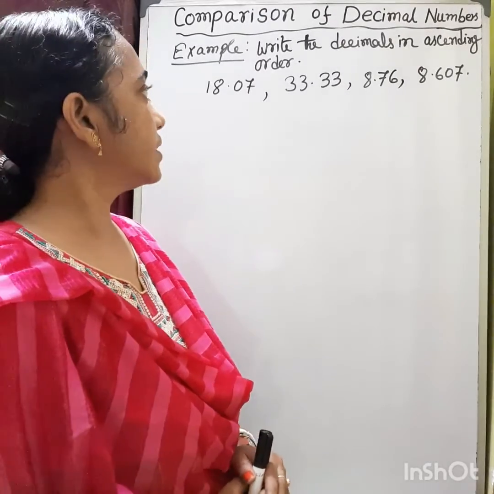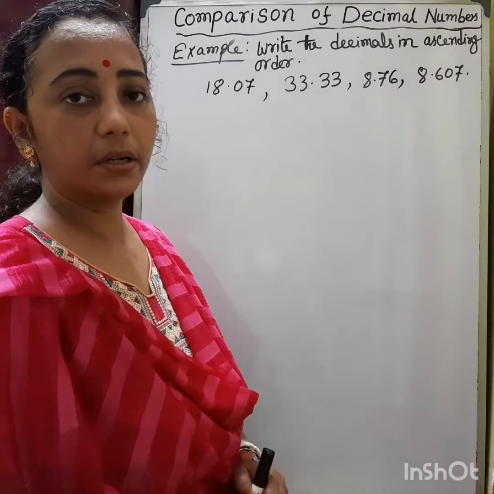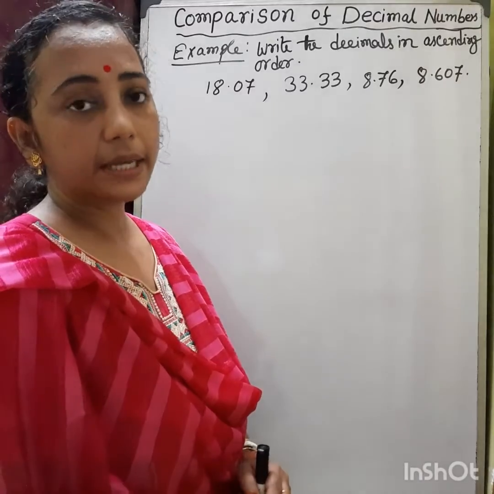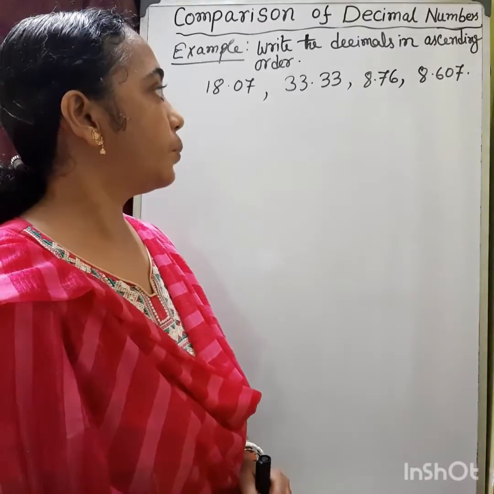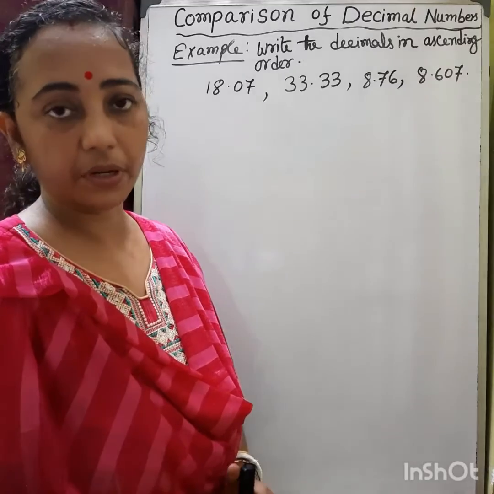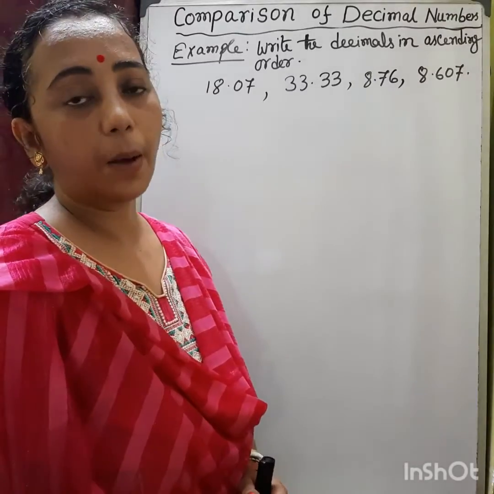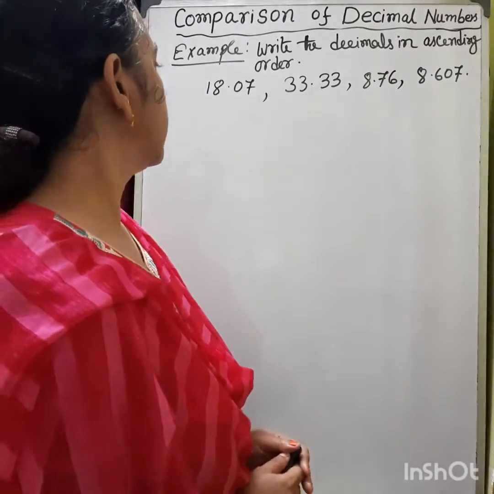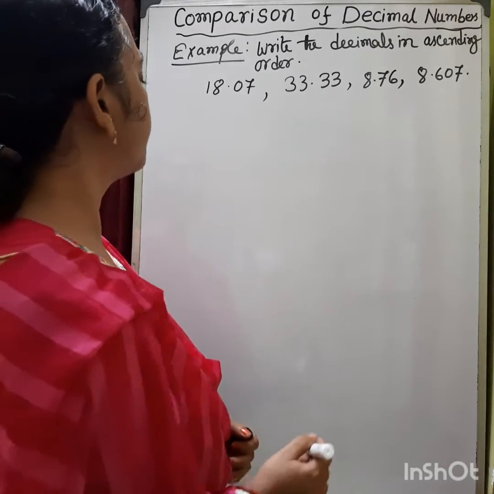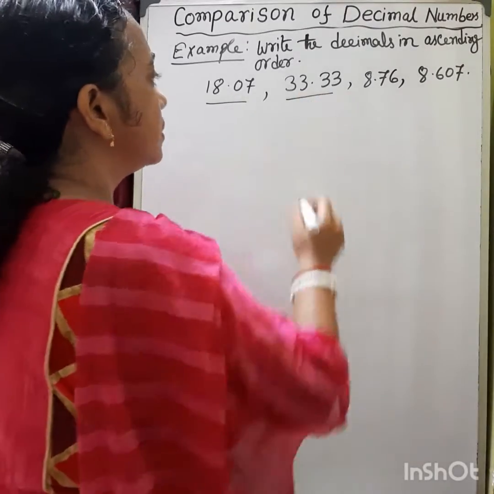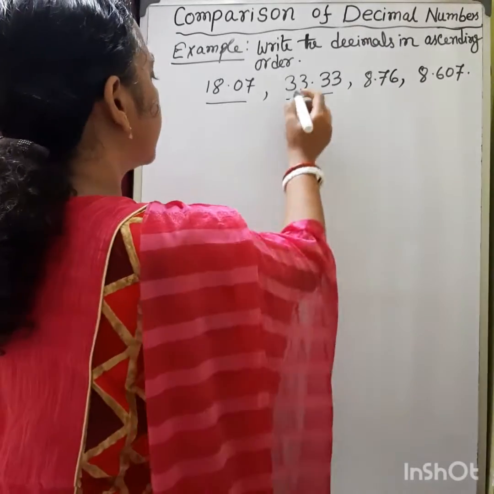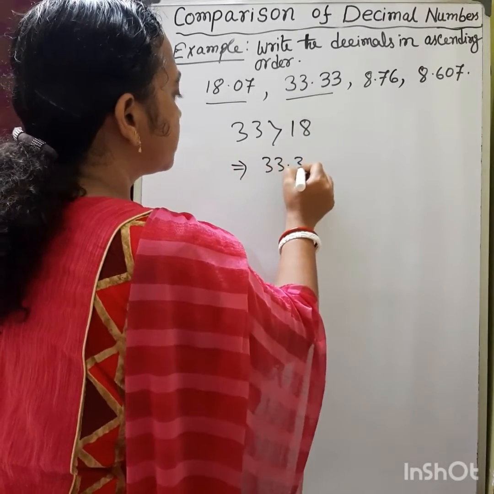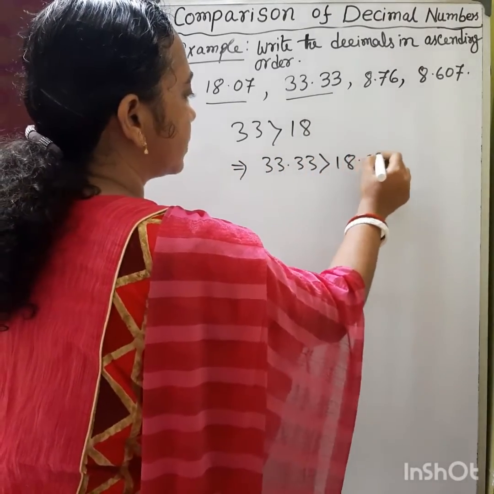Now let us do another question: write the decimals in ascending order. Here 4 decimal numbers are given. The first one is 18.07, second one is 33.33, then 8.76, then 8.607. Now in this case, first we will compare the decimal numbers having unequal whole number parts. So here the 2 decimal numbers having unequal whole number parts are 18.07 and 33.33. Here 33 is greater than 18, so we can say that 33.33 is greater than 18.07.